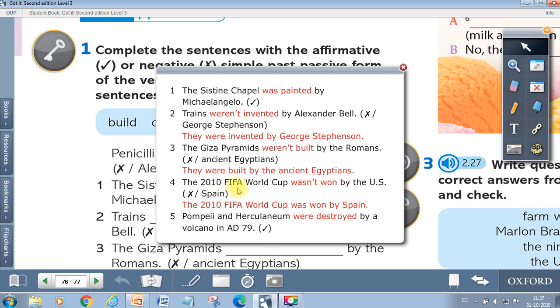The 2010 FIFA World Cup wasn't won by the US because it's negative. And the correction, the 2010 FIFA World Cup was won by Spain. And finally, number 5, Pompeii and Herculaneum were destroyed by the volcano in AD 79. That is affirmative. So compare with what you have and correct if it is necessary.